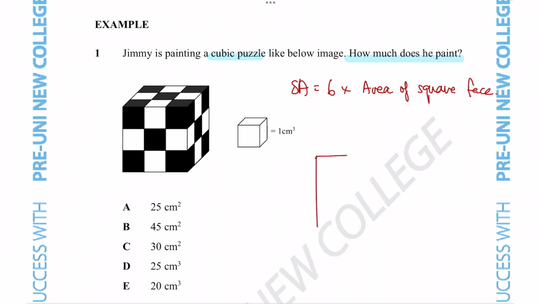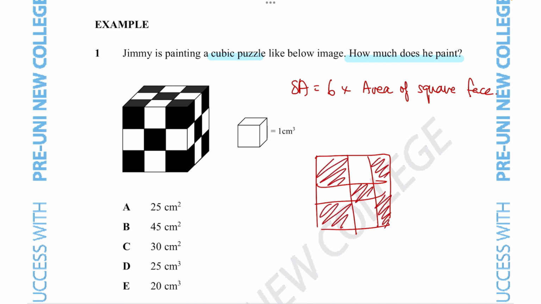So if we take a look at the face, it's got a grid on it. And only 1, 2, 3, 4, 5 out of the 1, 2, 3, 4, 5, 6, 7, 8, 9 squares are actually colored in. So we actually need to adjust this formula a little bit since not the entire face is being painted. Only 5/9 of the entire face is being painted.